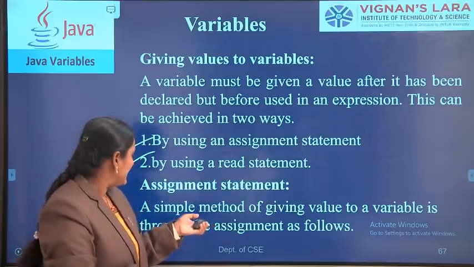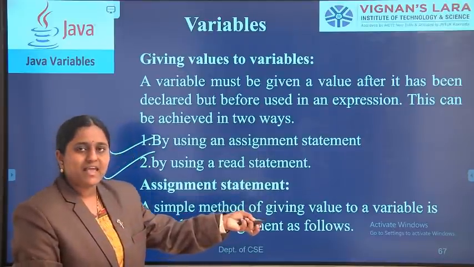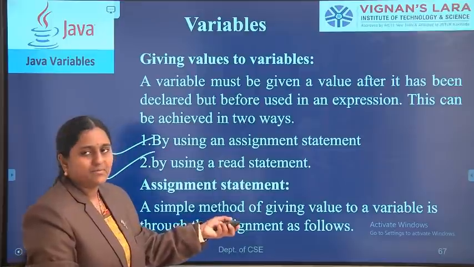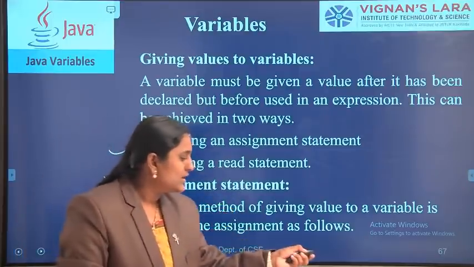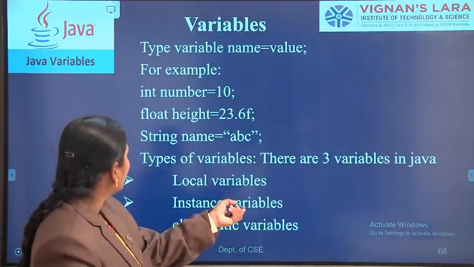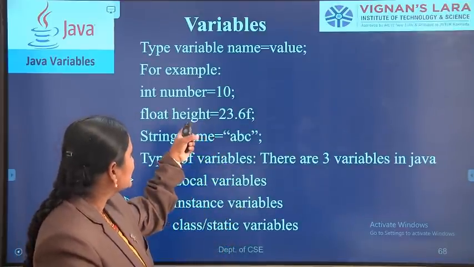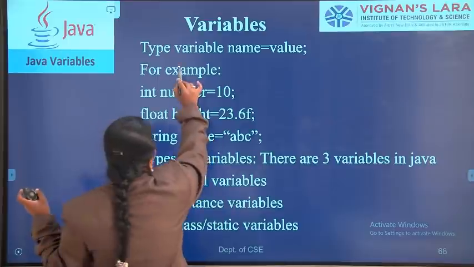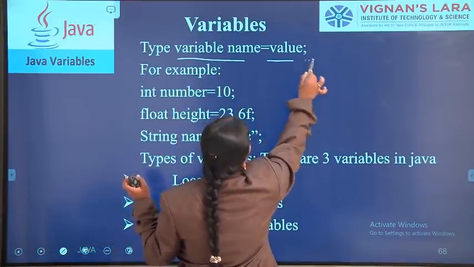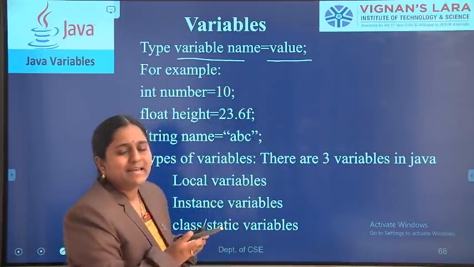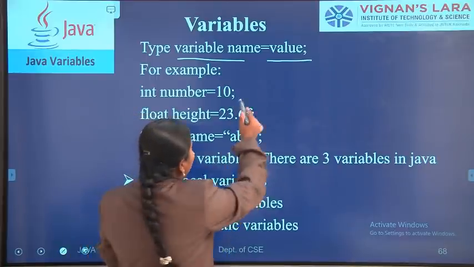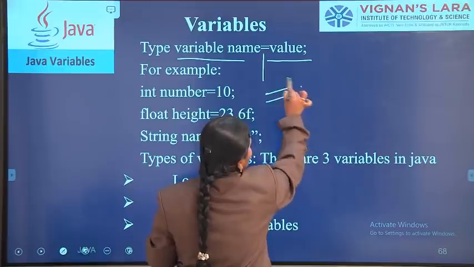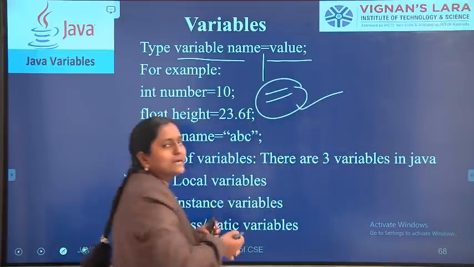Assignment statement. A simple method of giving a value to a variable is through assignment. For example, what is the syntax for defining a value for a variable? The syntax is: type, variable name, equal to, value. So we can assign a value to the variable by using the assignment operator. Here, this one is the assignment operator.